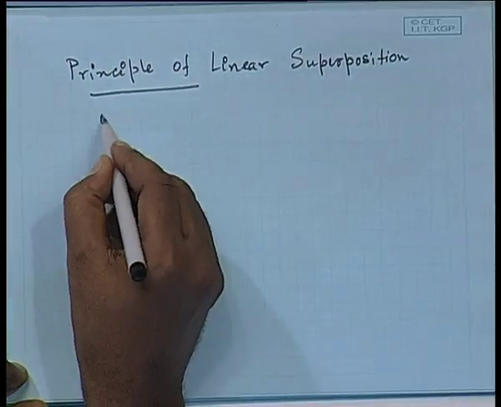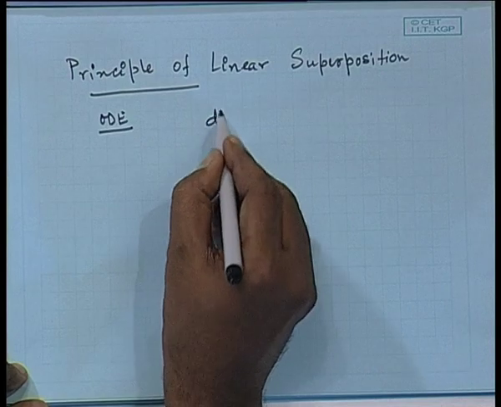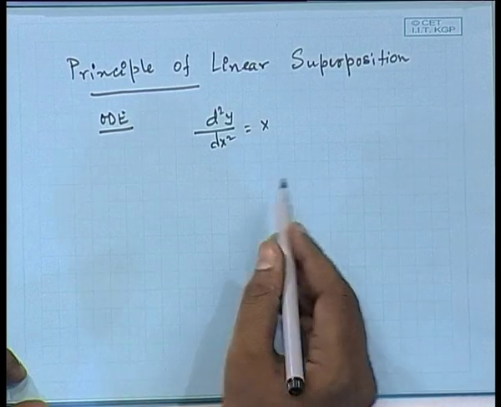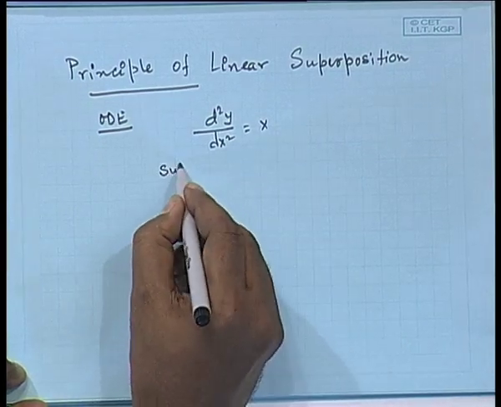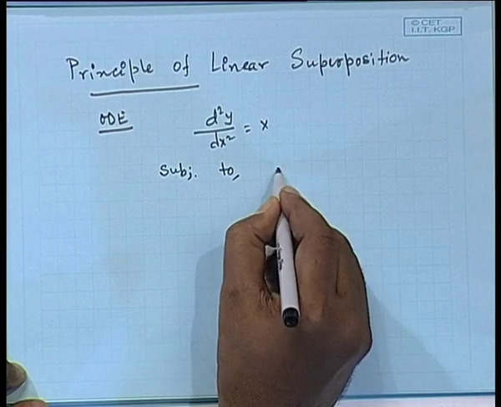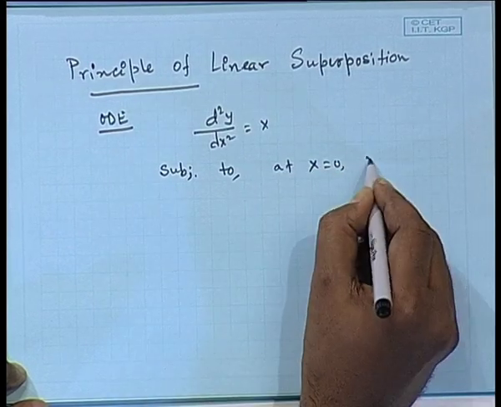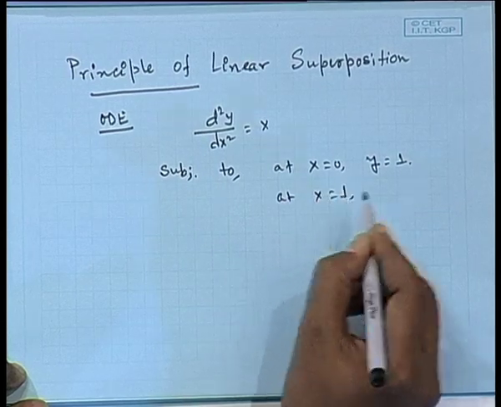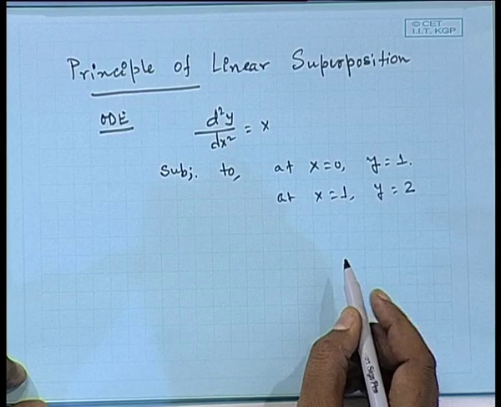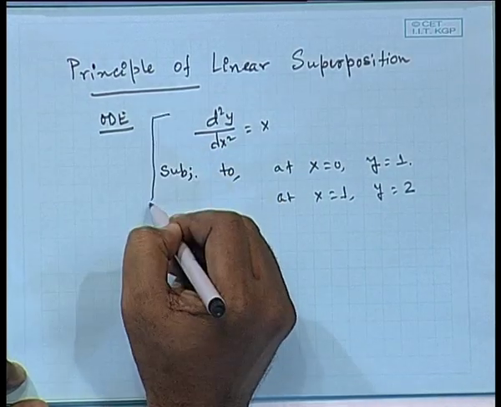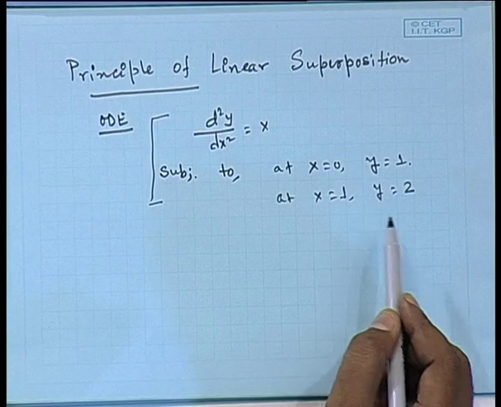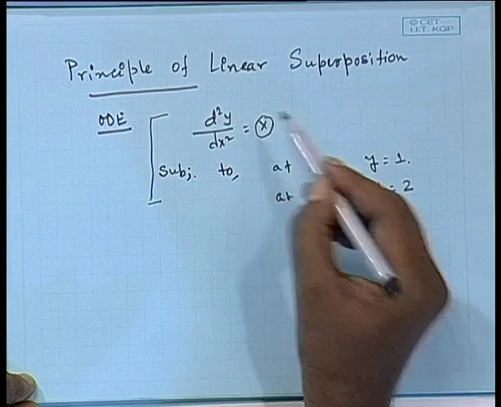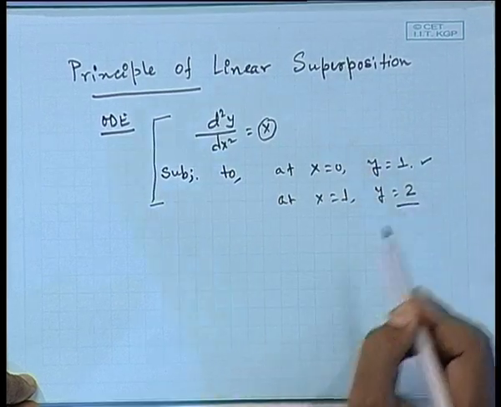Just consider an ordinary differential equation of order 2, let us say d square y dx square is equal to x, some arbitrary equation, okay, and subject to two boundary conditions. At x equal to 0, y is equal to, let us say 1, at x equal to 1, let us say y is equal to 2. Okay. Now, in this equation system, that means the governing equation as well as the boundary conditions, there are three sources of non-homogeneity. One is this, another one is this, another one is this.